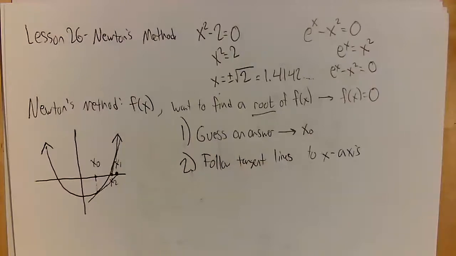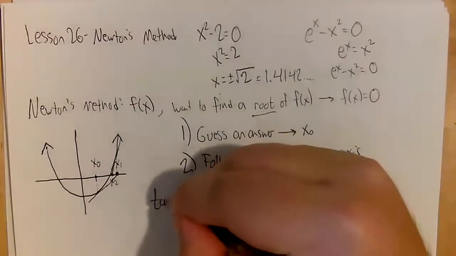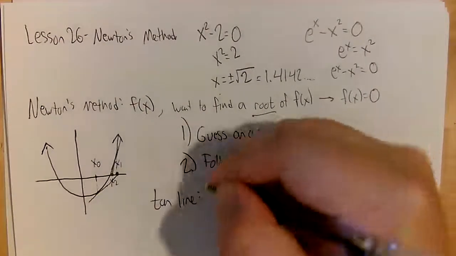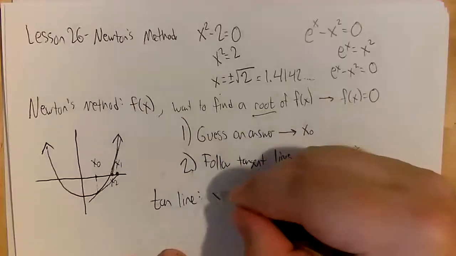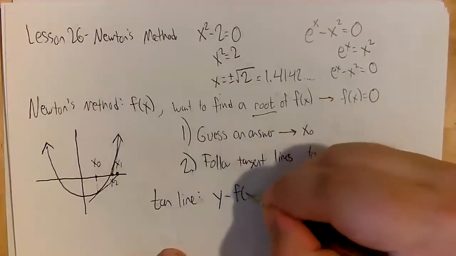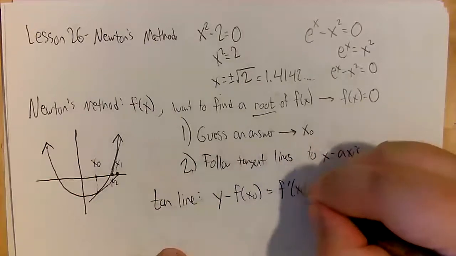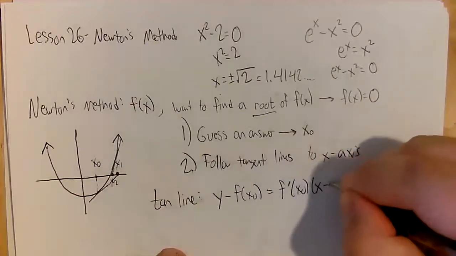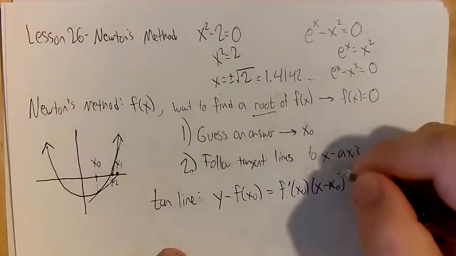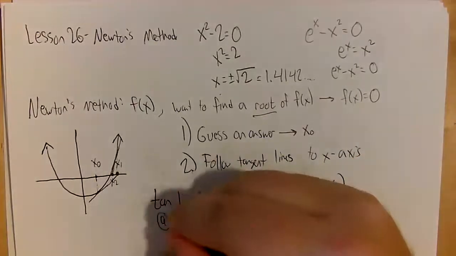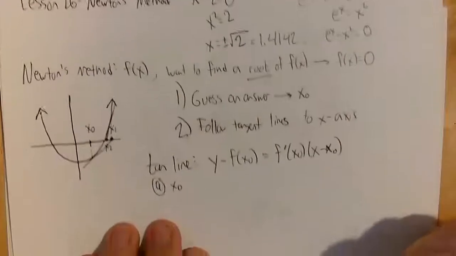So how will this work in practice? What will we do mechanically to do this? Well, let's write down the equation of a tangent line, because that seems to be what we're working with here. The equation of a tangent line at a point x naught is y minus f of x naught is f prime of x naught times x minus x naught. So this is a tangent line at x sub 0.